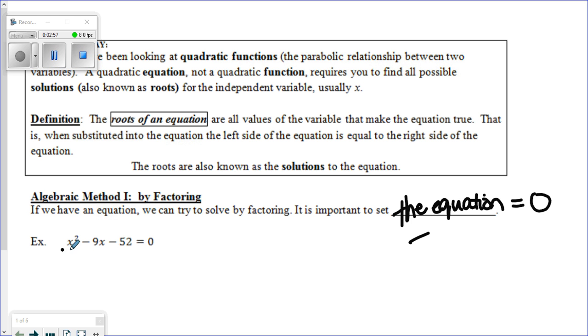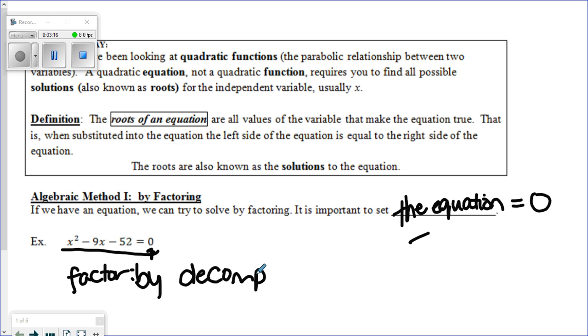For this first one, a key part is making sure that it's set equal to 0, which it is, so that is a good thing. Now we want to see if we can factor it. Again, you could do this by decomposition, or by inspection, or your happy little box method that Corey has done with you guys. That can definitely work for this.